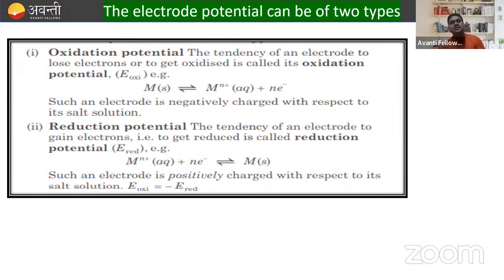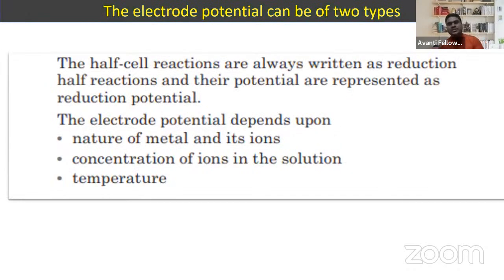Similarly, what is reduction potential? The tendency of an electrode to gain electrons, to get reduced, is called reduction potential. So the tendency of an electrode to lose electrons is known as oxidation potential, and the tendency of an electrode to gain electrons is known as reduction potential. Such an electrode is positively charged with respect to its salt solution. Or we say the electrode potential of oxidation is the negative of the electrode potential of reduction. I hope this is clear to you.